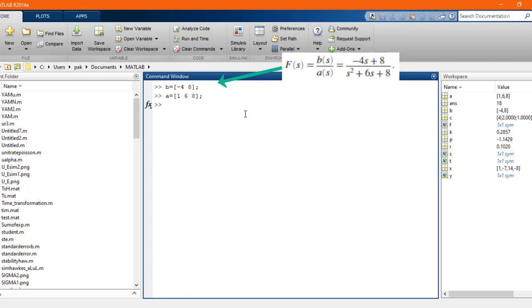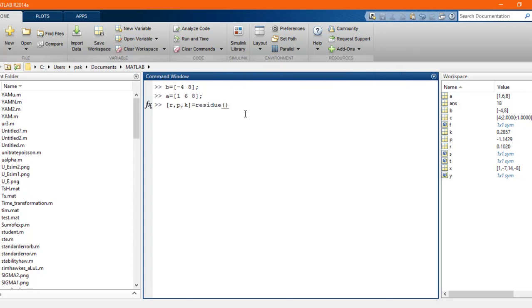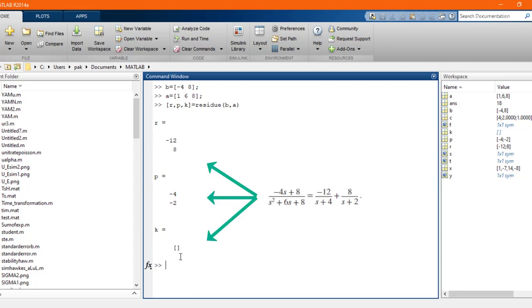Now we need to convert this to partial fractions, and we'll just use r, p, k is equal to residue of b comma a. So you can see that we have two roots and two poles, and the DC gain is an empty bracket. So the partial fraction that's being made from here is in front of you. Yes, so these are the partial fractions that we are getting.